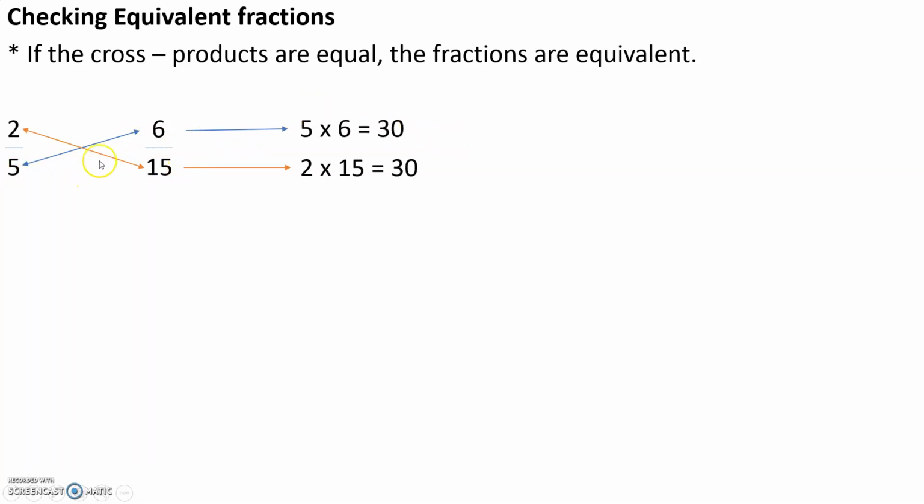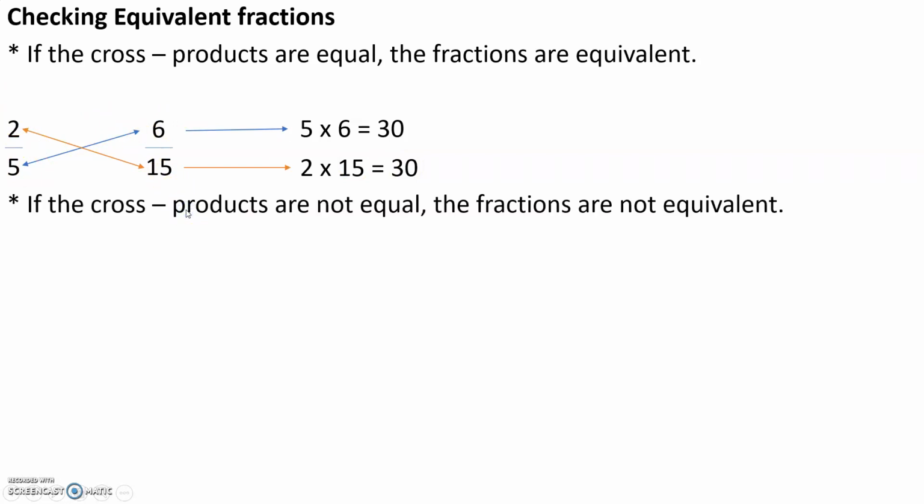So 5 into 6 gives you 30 and 2 into 15 gives you 30. See, ये दोनों का भी नंबर क्या आ रहा है, 30. So that means these products are equivalent. These fractions are equivalent. ये दोनों भी fractions equivalent हैं. Next one, if the cross products are not equal, the fractions are not equivalent.